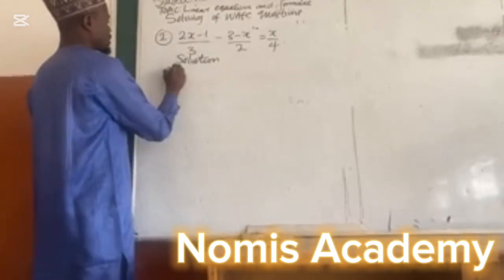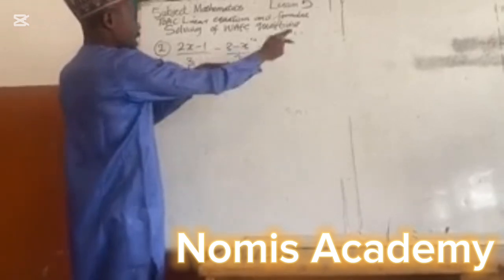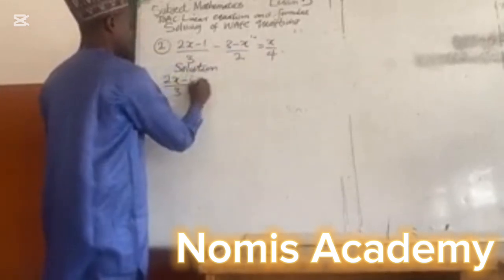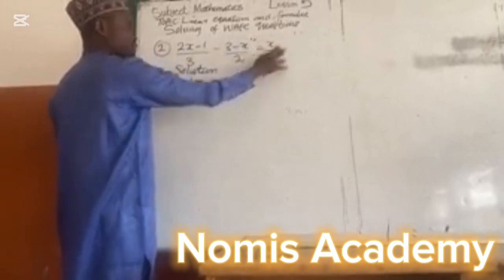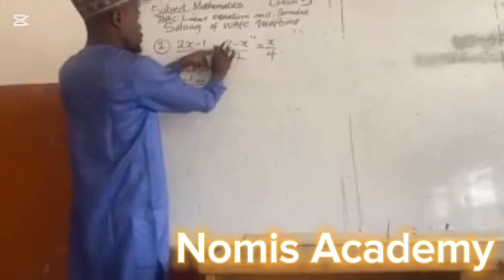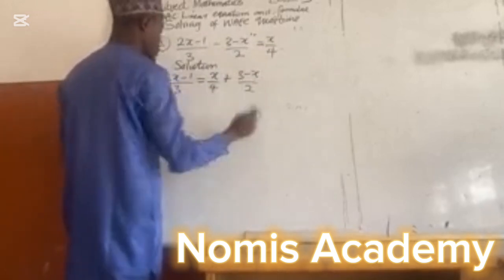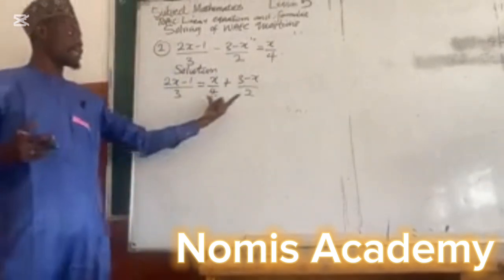We have (2x minus 1) all over 3. I'll take this one to the other side, which means I have an equality sign. If you write the equality sign, the fraction you see there, write it as x over 4. This is the one I want to take to the other side, which means plus 3 minus x over 2. And as you can see, we have fractions here.